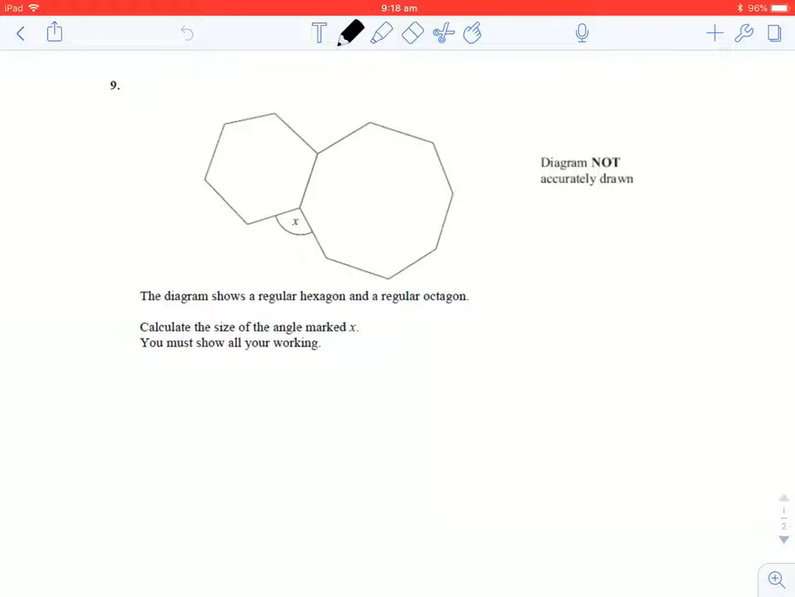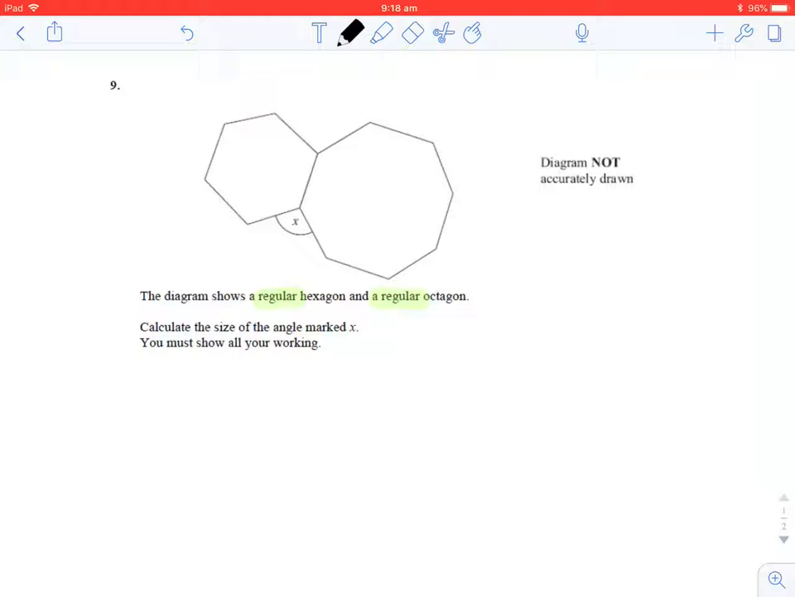Okay, so the diagram shows a regular hexagon and a regular octagon. So we've got a 6-sided hexagon on the left-hand side and an 8-sided octagon on the right-hand side. Again, the fact that we are told that they are regular means that all of the interior and exterior angles for the shapes are going to be the same, and all the lengths are the same on each shape.